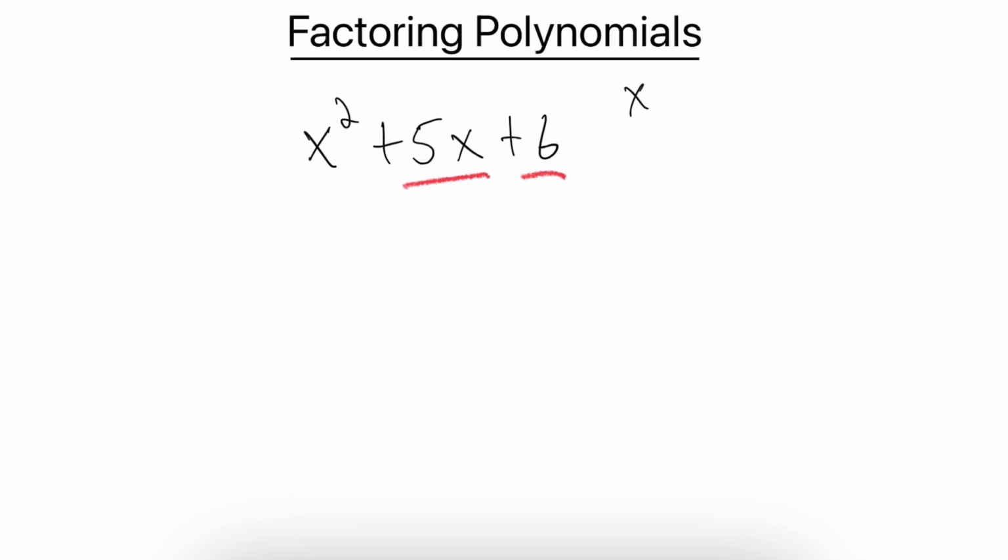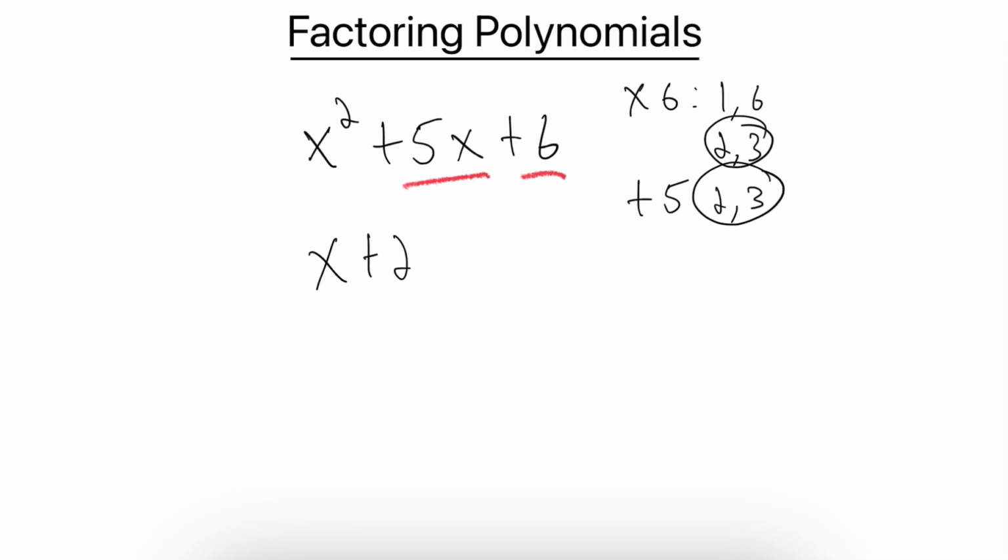So two that multiply to equal 6. We have 1 and 6. We have 2 and 3. So now we need two that add to 5. So 2 and 3 add to 5. So 2 and 3 is going to be our answer. So x plus 2 and x plus 3.